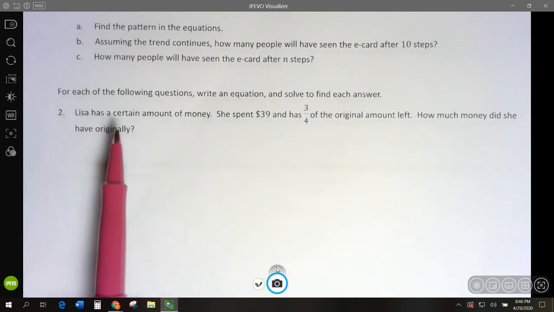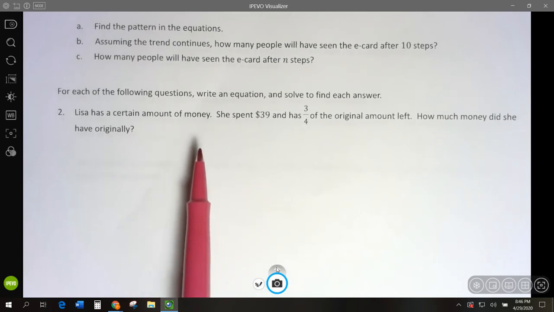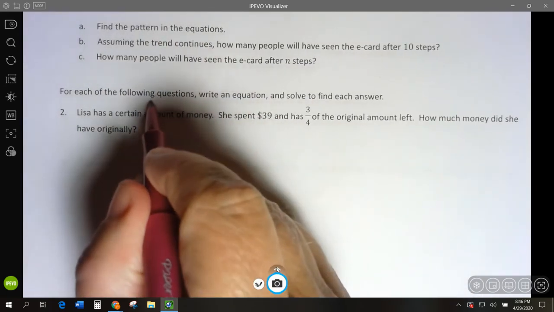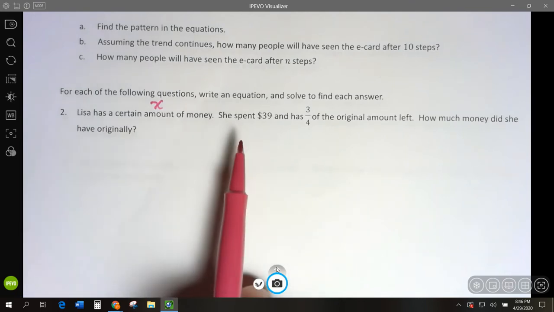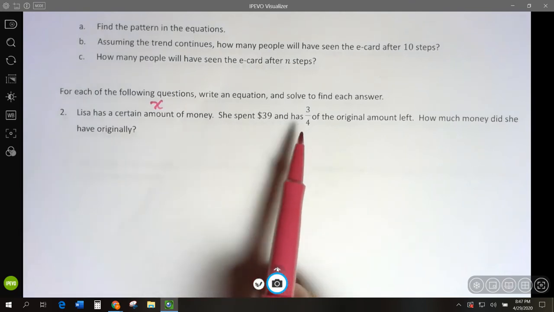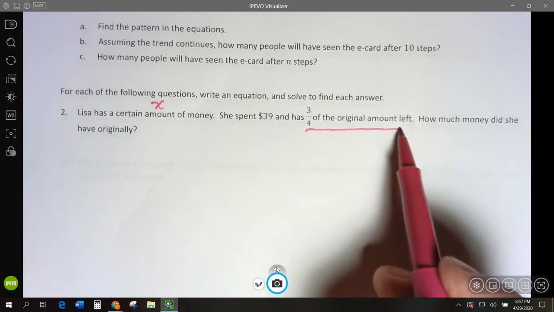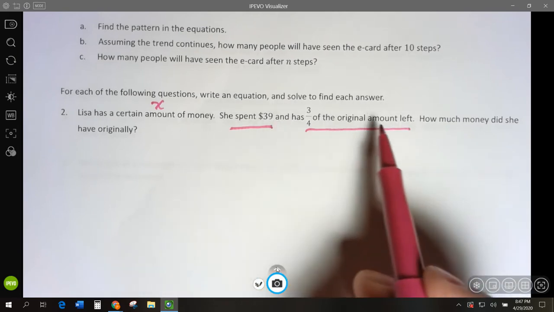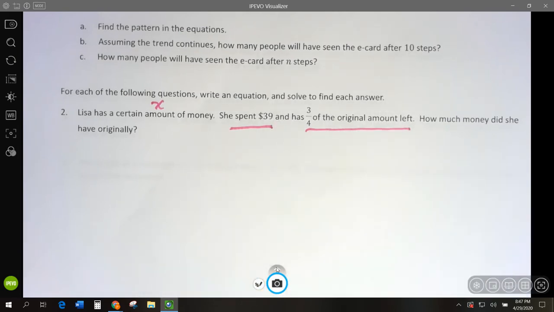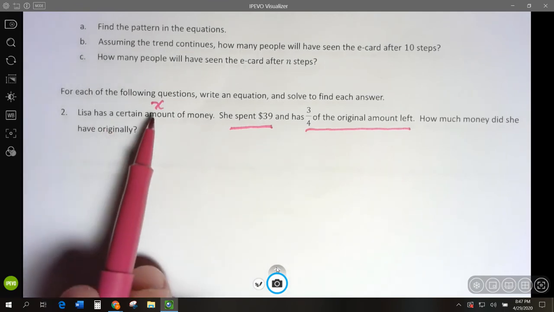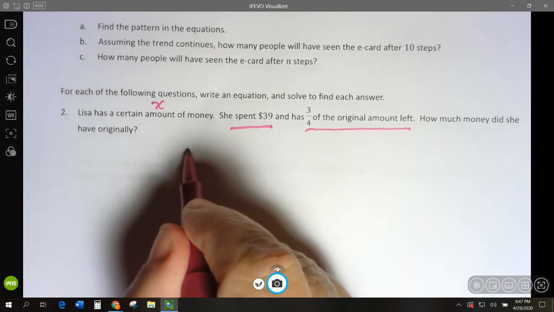Number 2, Lisa has a certain amount of money. We don't know that amount, so we're going to call that X. She spends $39 and has 3/4 of the original left. So they want to know how much that original was. How much is X? She starts with X.